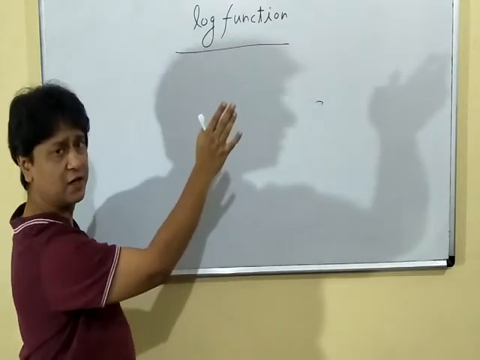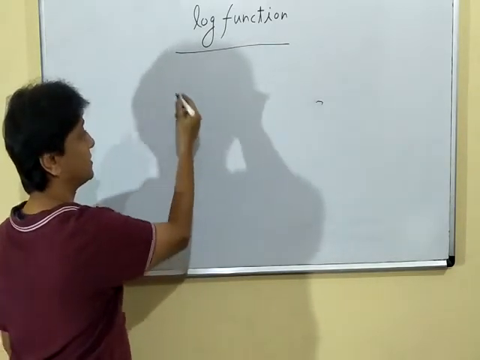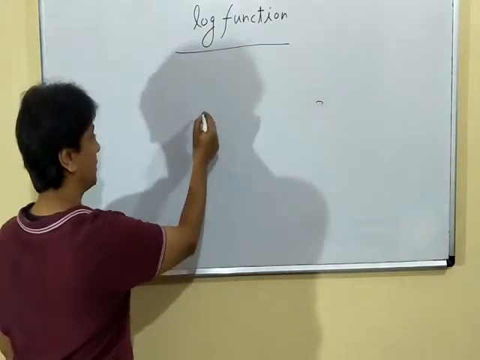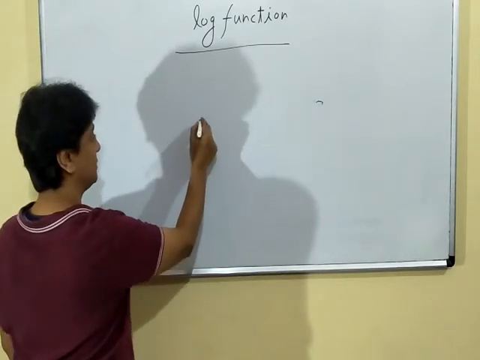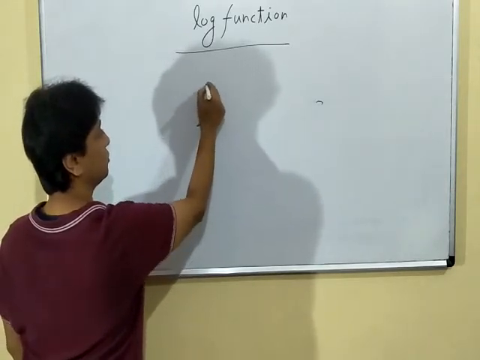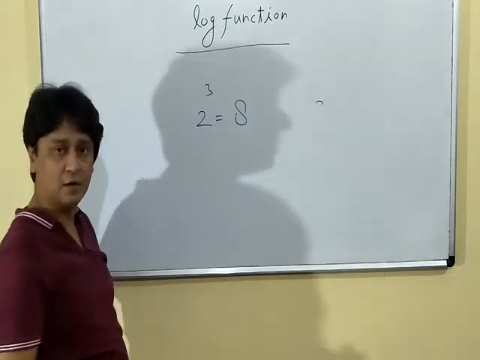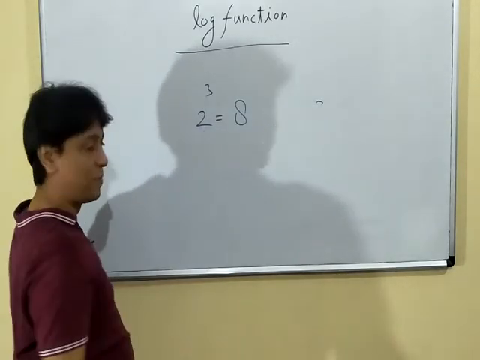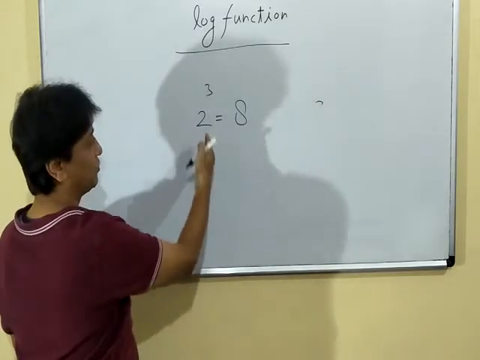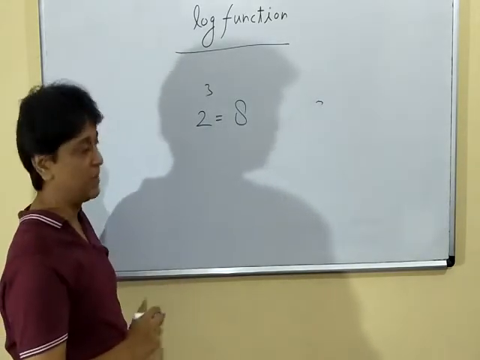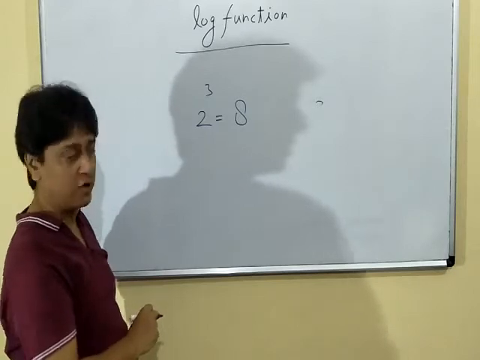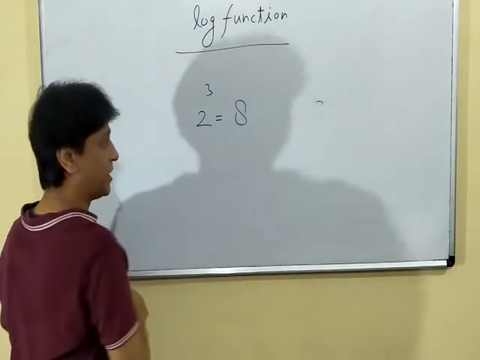कोई नई चीज नहीं है. It's something which you already know. Something like this. 2 to the power 3 is what? 8. Everybody knows that 2 to the power 3 is 8. There is nothing new in this. If you are in 11th, you know this thing already.